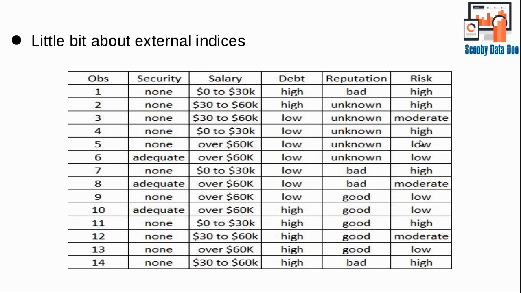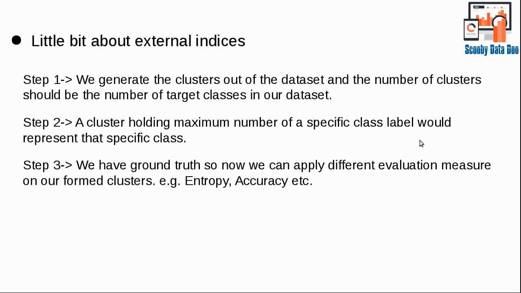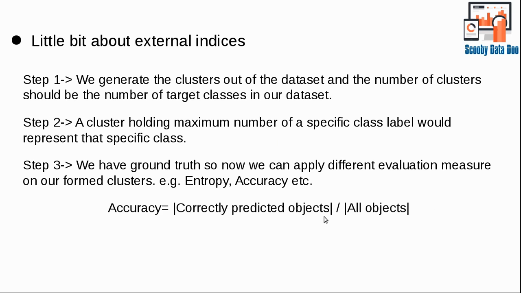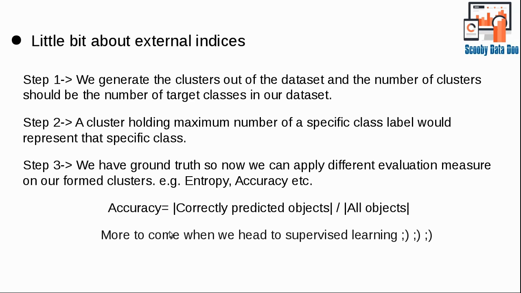Okay, so this is what the formula is saying here. Correctly predicted objects, which was 3, and the number of total objects in a cluster, which was 5. And the value is 0.6. So the accuracy is 0.6. The closer the value is to 1, the better your generated clusters are. And more to come about this when we get to the supervised learning part.